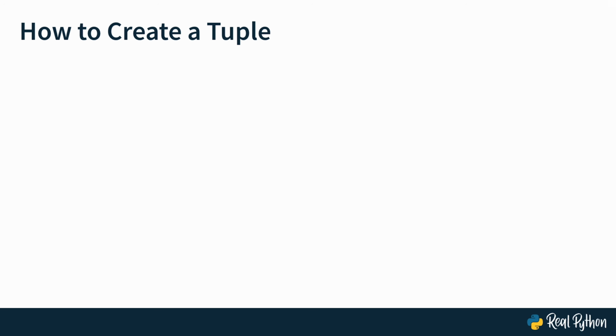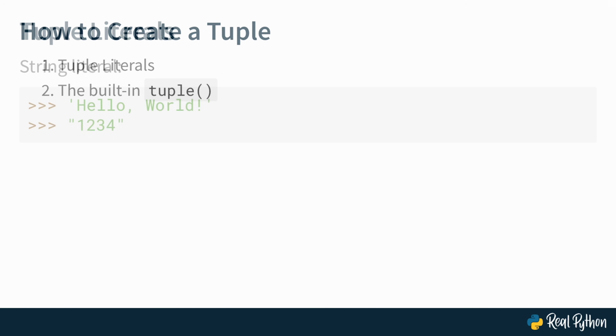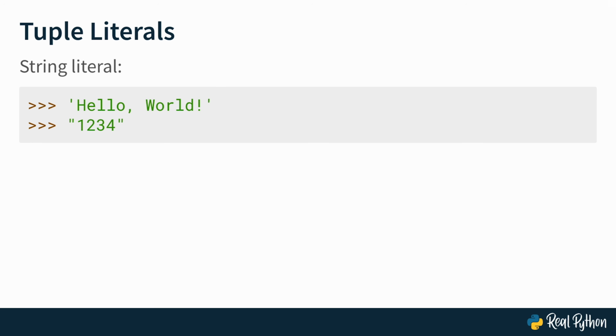In this lesson, you'll learn how you can create a tuple in Python. You'll learn about two ways, tuple literals, and you'll learn about the built-in tuple function. Before we go to tuple literals, though, here's a quick throwback to string literals. You can create strings by just surrounding characters with quotes, either single quotes at the beginning and the end, or double quotes at the beginning and the end. And both of these create a string literal.